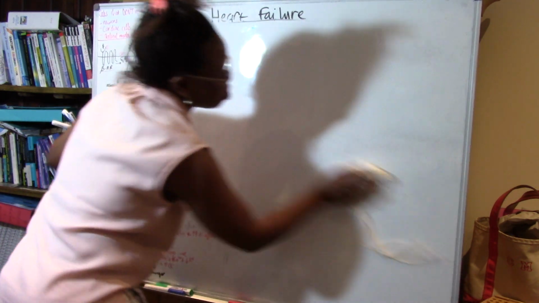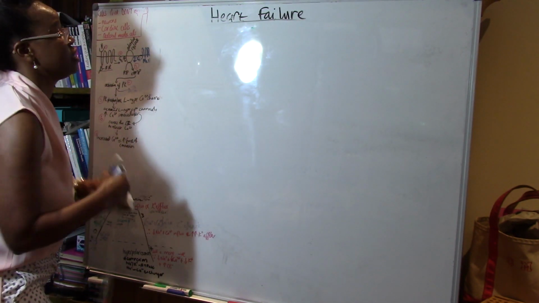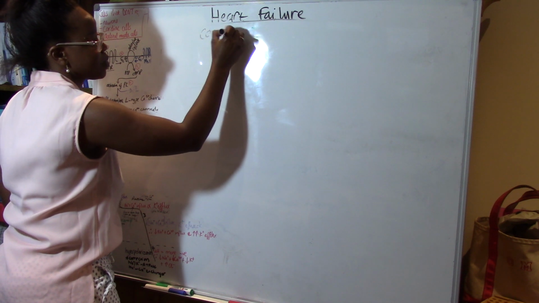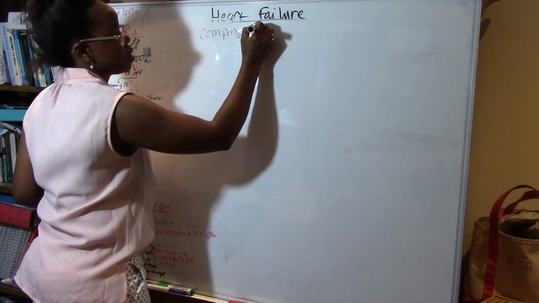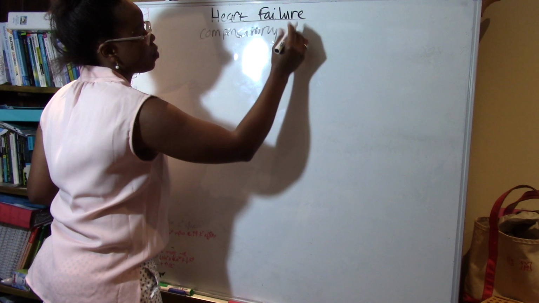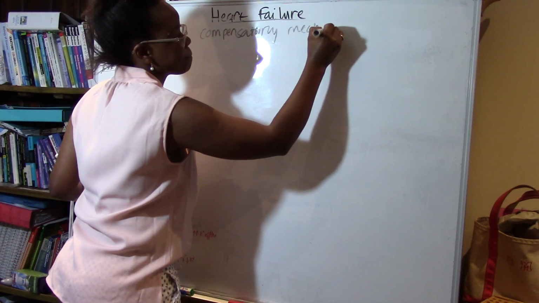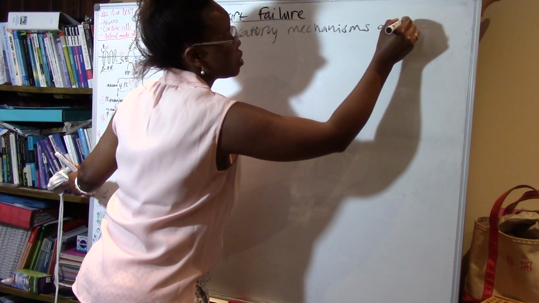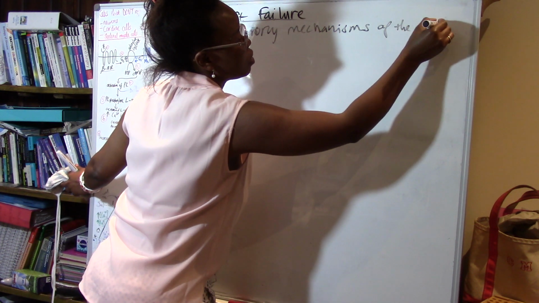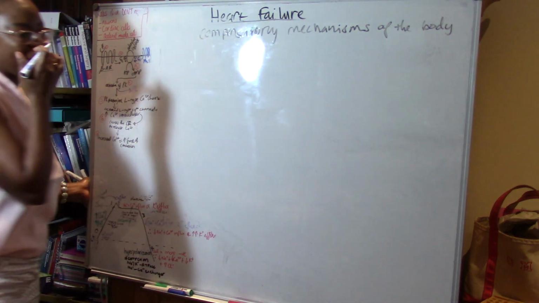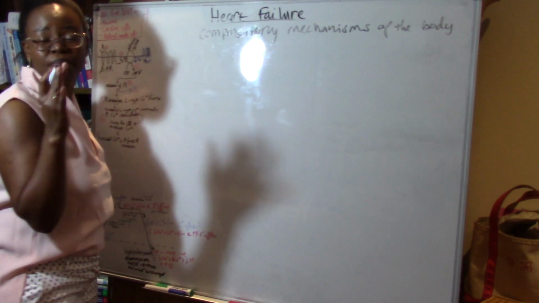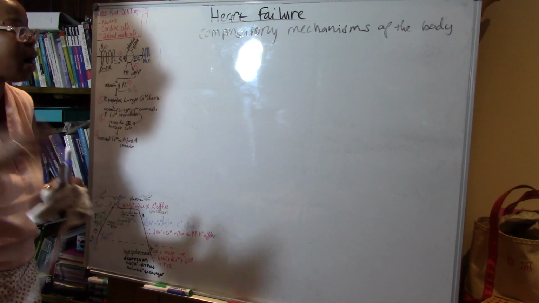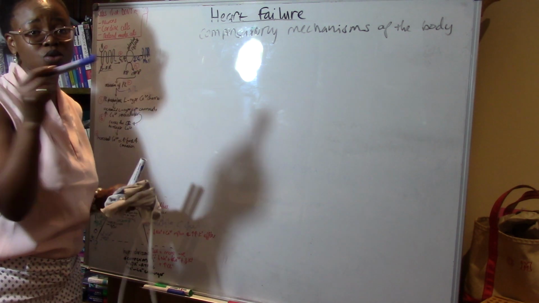So now the next phase of heart failure is the compensatory mechanisms that the body activates. These are natural mechanisms that the body itself activates in order to overcome the processes of a failing heart.